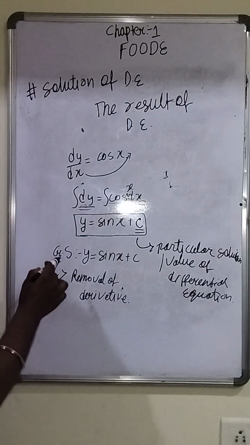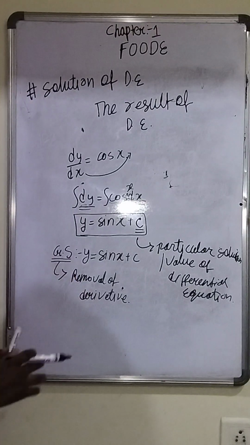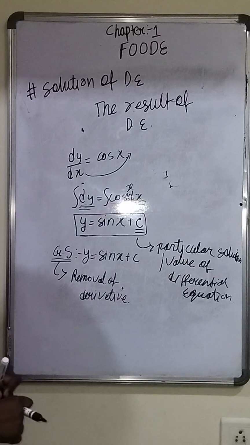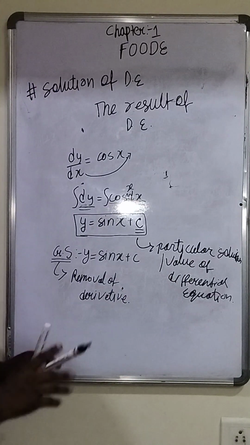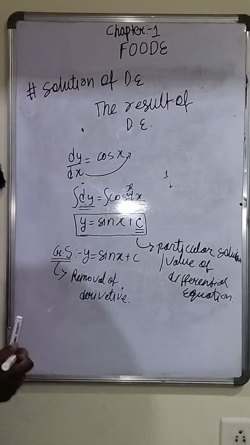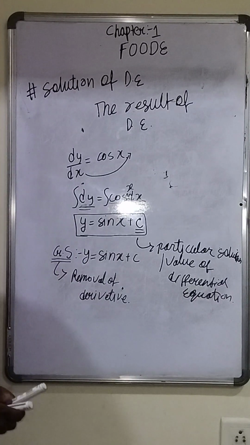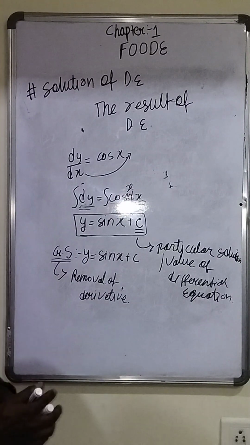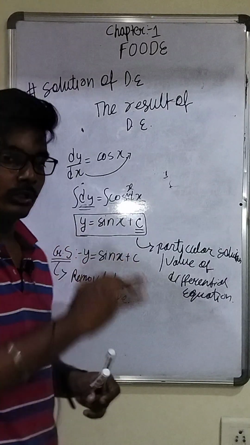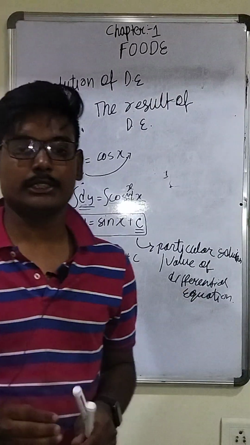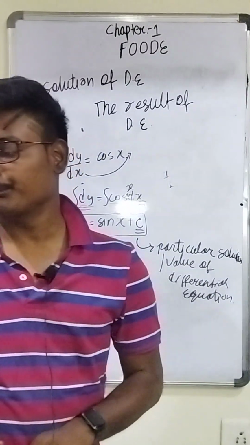So in this we have seen the general solution and particular solution. We have covered all the theory of the FODE, which means the first order ordinary differential equation. We have covered all the theory which is important in this chapter.